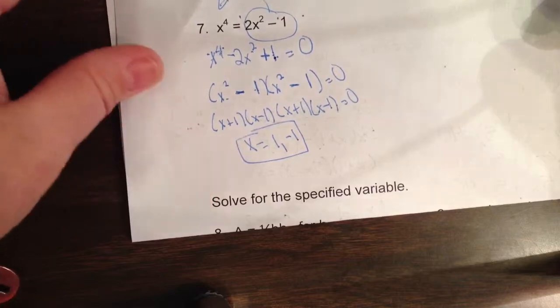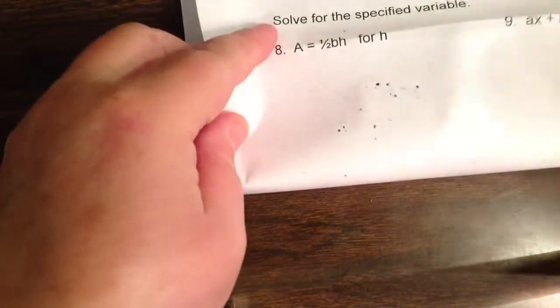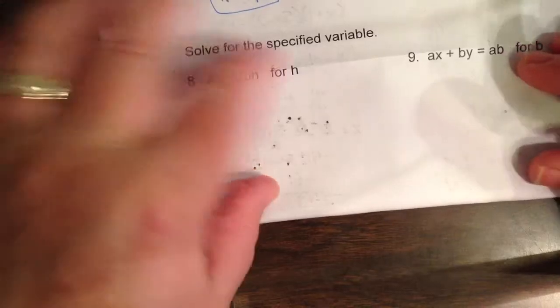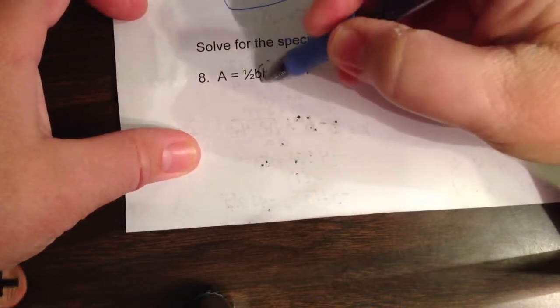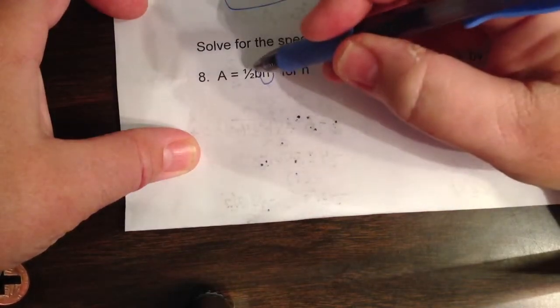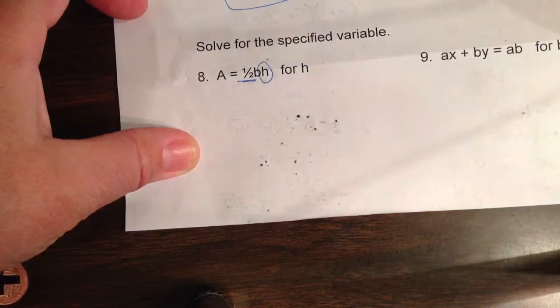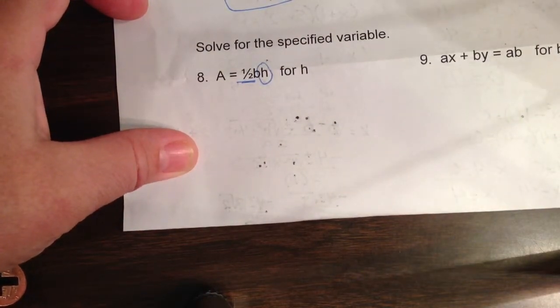Alrighty. Now the next says a little different idea. It says solve for the specified variable. Okay. Give myself a little space here. Alright. So we're looking to solve for the variable h. So we want to isolate the h, get it all by itself. I typically find it easiest to remove everything around it and just leave it standing where it is. So that's the approach I'm going to take right now.